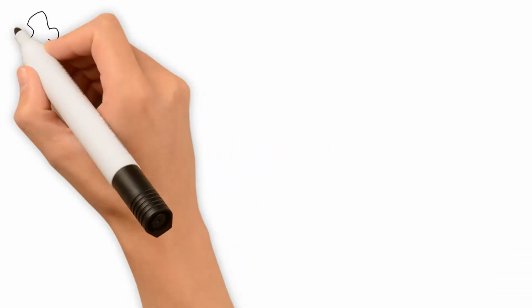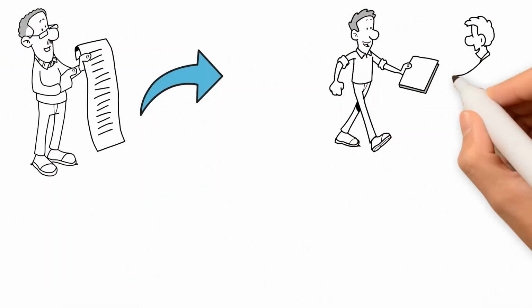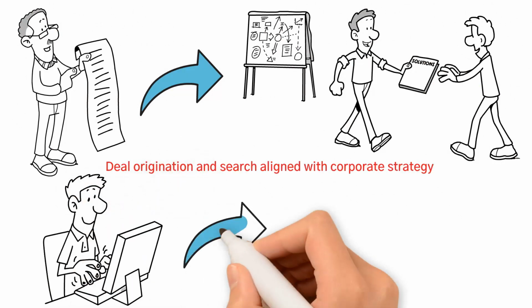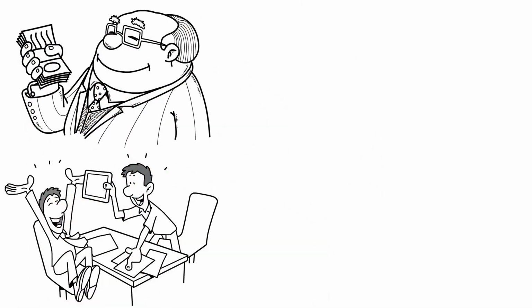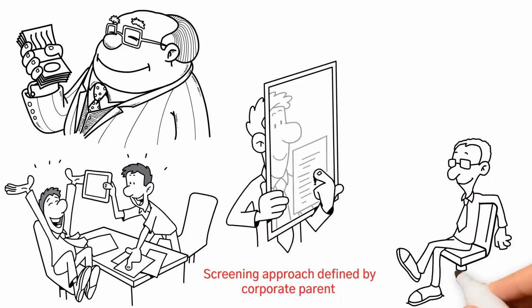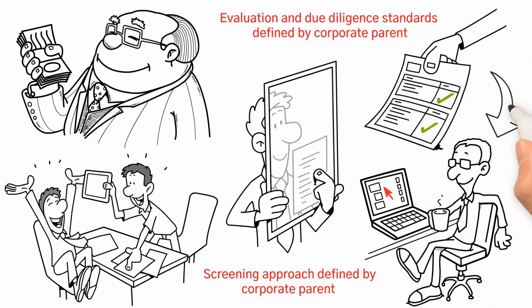In this model, the corporate venture capital activities are closely aligned with the broader corporate strategy. Specifically, their search activities are aligned with corporate strategy, ensuring that every investment opportunity is vetted for its strategic fit. The screening process for potential investments is defined by the corporate parent. Similarly, assessment standards are set by the corporate parents.